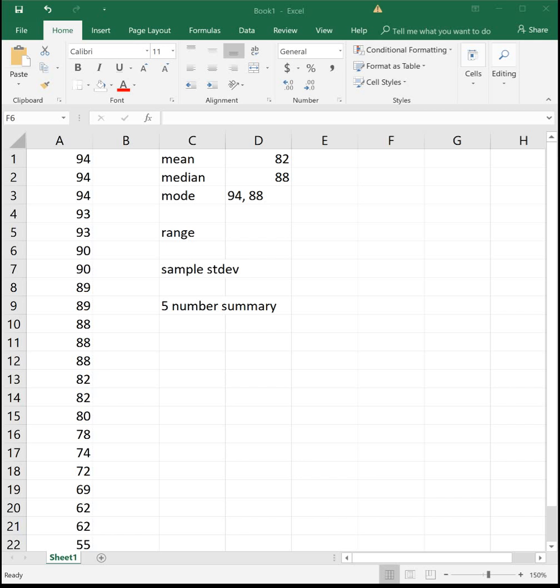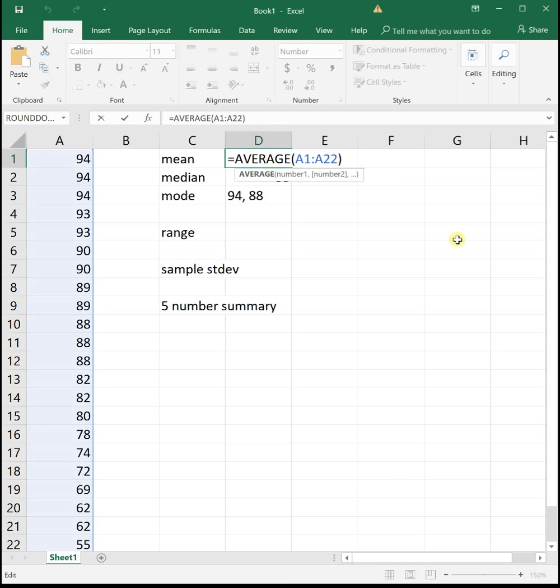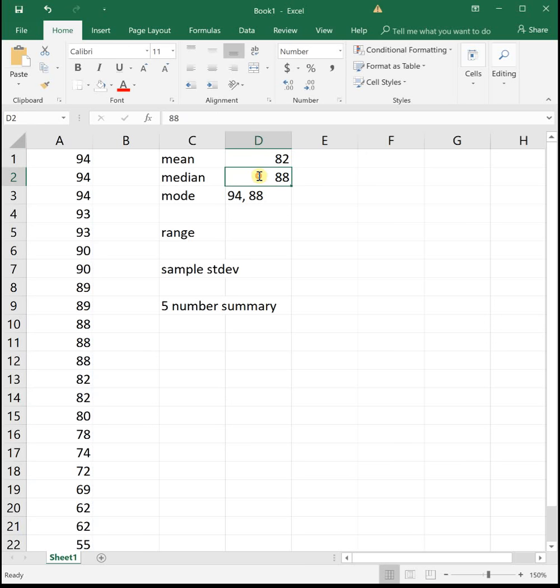This video is going to look at how to find more descriptors of data in Excel. So I'm working with the same data that I used in the mean, median, and mode video that hopefully you watched previous to this one. So we know that we find the mean of the data set by using that equals average function. Then the median is the equals median function.